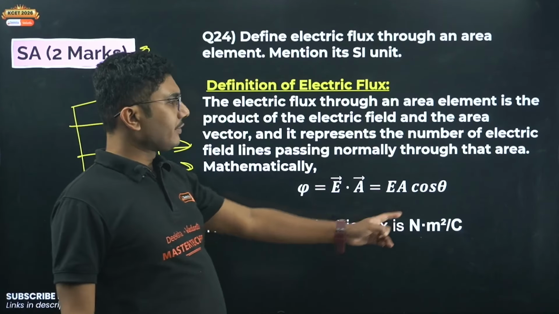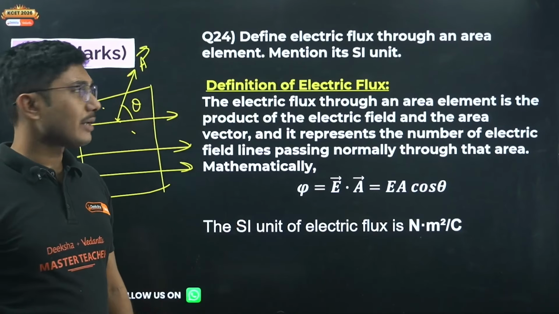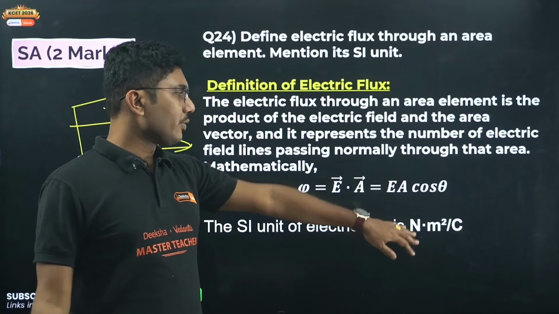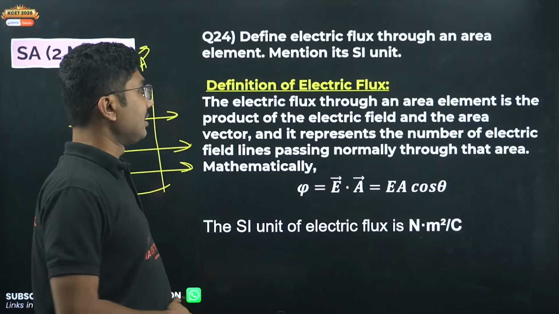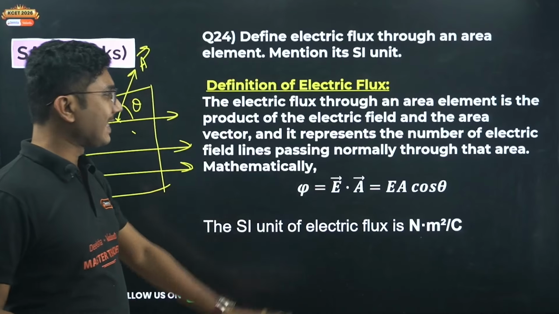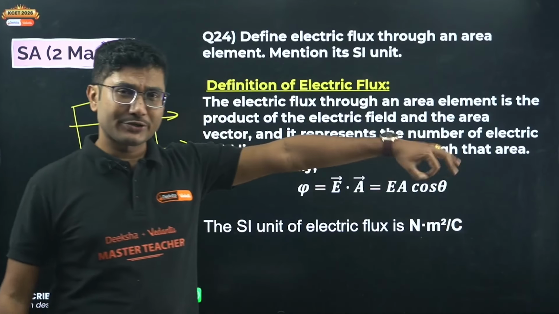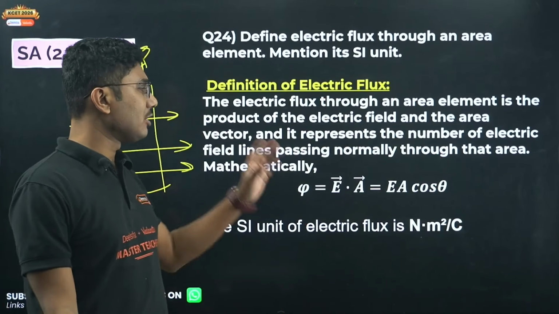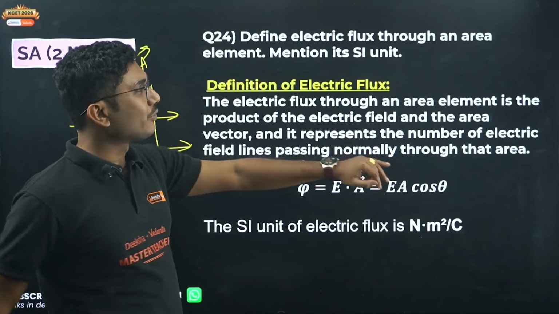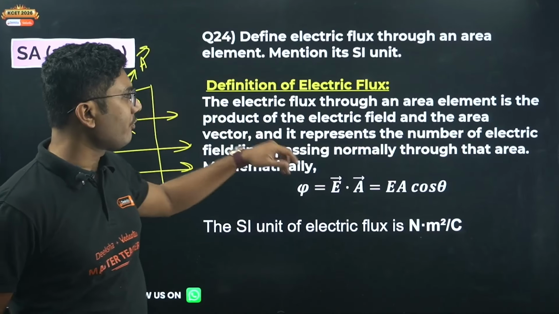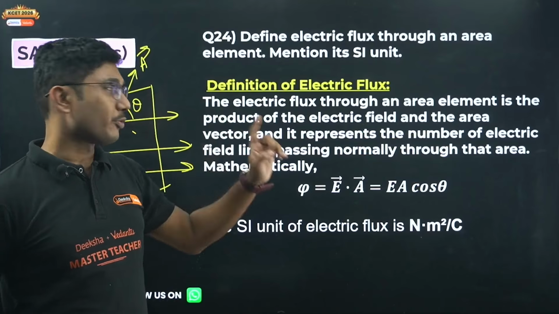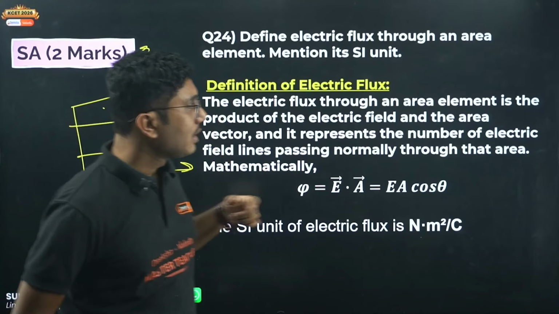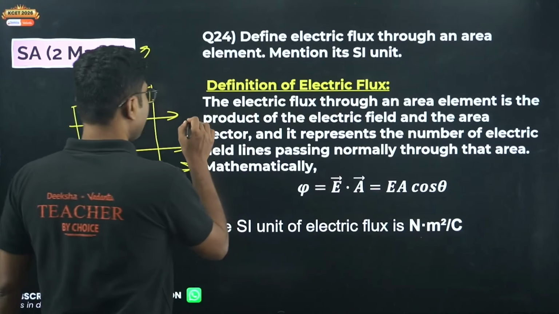SI unit of electric flux is Newton meter square per Coulomb. Okay, Newton meter square per Coulomb; Newton per Coulomb meter square is also acceptable. So you have to remember the second line is slightly extra. You may skip it, but you have to remember that electric flux through an area element is the product of electric field and the area vector, dot product or scalar product. Okay, it is the dot product, mention dot product.